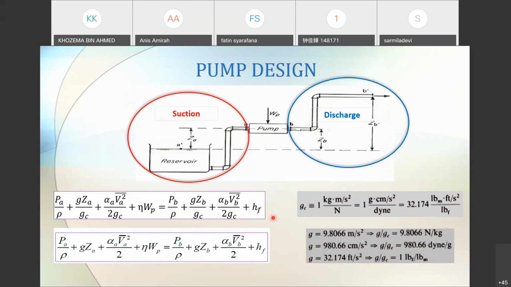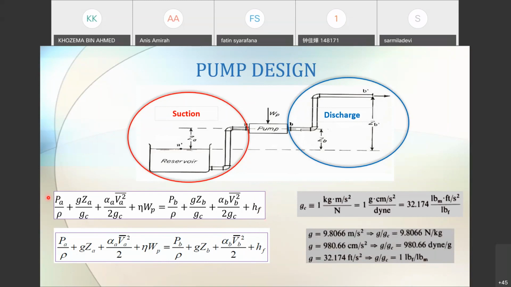So I put here plus HF. So plus HF here means that it is a combination of suction side friction head and also discharge side friction head. Why I put it here? Because if you look at the previous slide, you want the total value of friction head to be suction friction plus your discharge friction head. So that's why we can put it here.